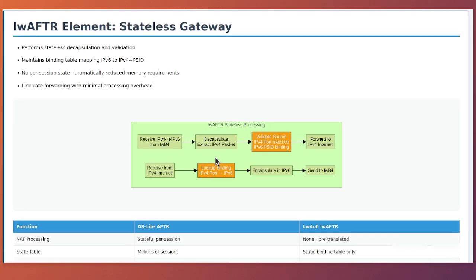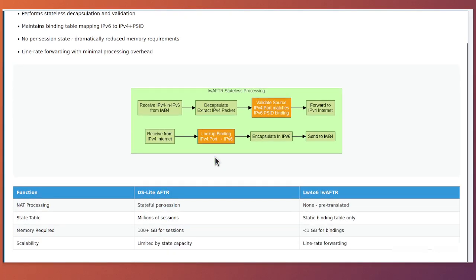lwAFTR element architecture. The lwAFTR, or Lightweight Address Family Transition Router, is the PSID component that represents a radical departure from traditional carrier-grade NAT architectures. The lwAFTR's primary function is stateless forwarding and encapsulation rather than stateful NAT. This fundamental difference makes the lwAFTR dramatically simpler and more scalable than the AFTR in DS-Lite or traditional CGN devices.